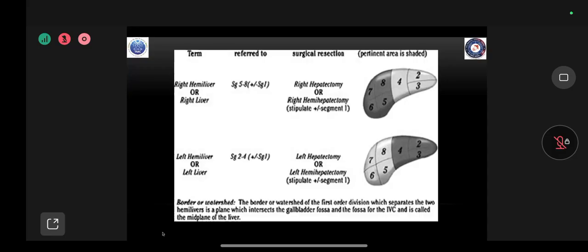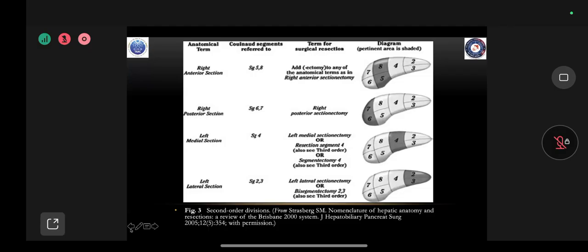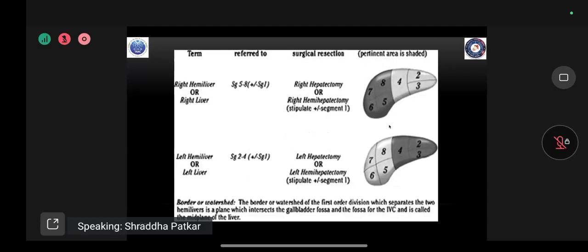So in 2000, the Brisbane classification was introduced in order to simplify the terminology for liver resection. Whether it's actually simplified or more complicated is a matter of contention. But what they aim to say is that people used to say right hepatectomy, right extended hepatectomies. So the best thing would be to identify the type of resection based on the segment.